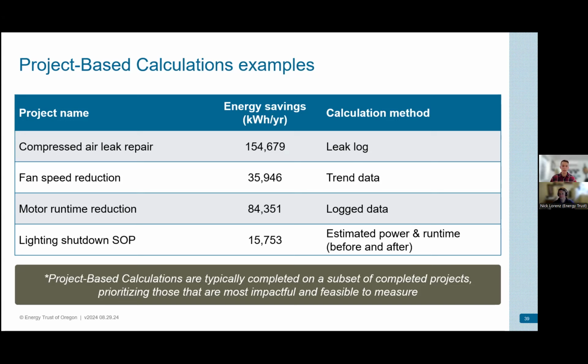Now, lastly, we've got a lighting shutdown SOP. This is shown as being the smallest project in the list. And when we have these smaller projects, we can reduce the level of rigor required.